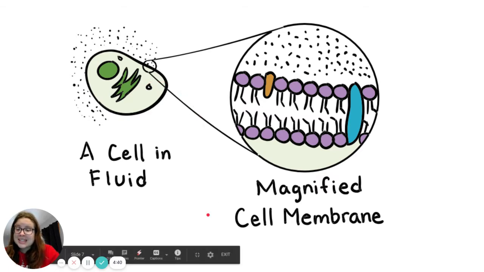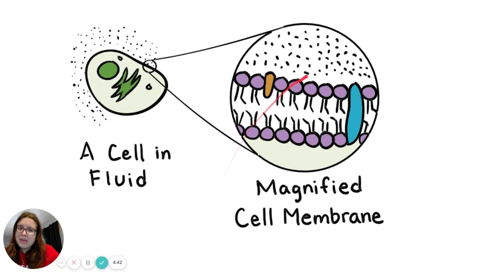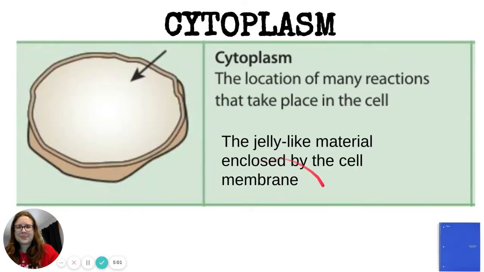You can see in this cartoon drawing that the cell membrane is actually pretty complicated. It's made up of lots of different parts, and it's a complicated substance to control what comes into the cell and what leaves the cell. But for our purposes, we just need to know that it's the outside layer of an animal cell.